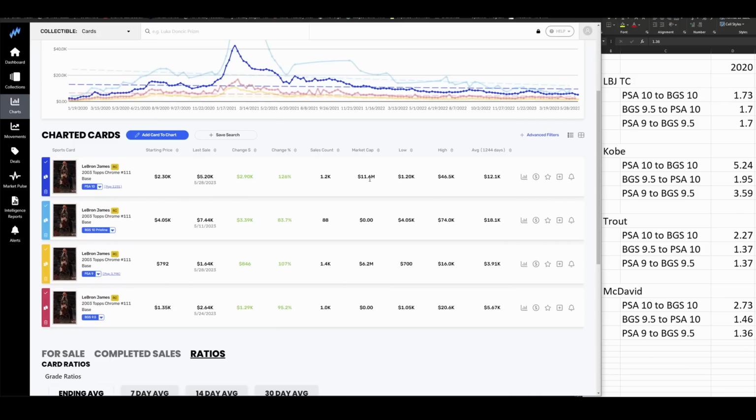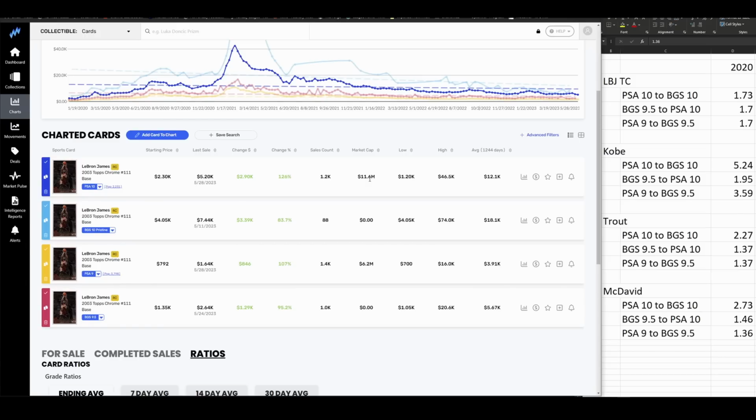Now, like I said at the beginning of the video, Beckett 9.5 specifically will vary depending on the subgrades a decent amount. So I want the main focus here to be the BGS 10 to PSA 10, but I think it was at least worthy to note the macro level look at a BGS 9.5 compared to a PSA 9 and 10 as well. Even though, like I said, subgrades, to be fair, will vary those price points a little bit. So is there a key takeaway from all this besides that?